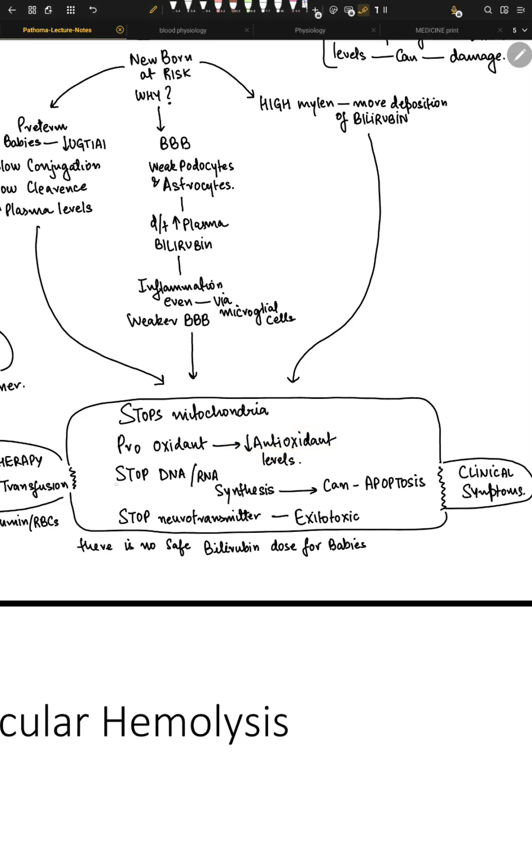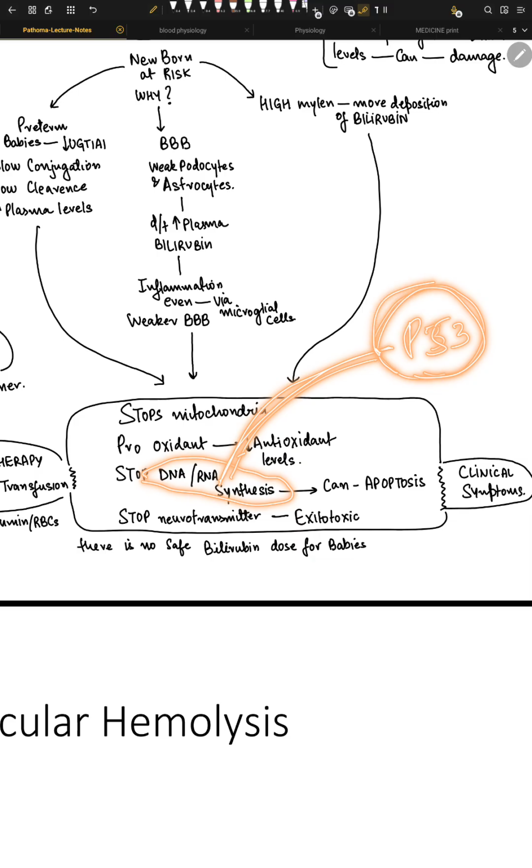Another thing that can happen is that they can stop DNA and RNA synthesis, so the shape of RBCs will change, the size of RBCs will change. So we'll have problems in the synthesis of RBCs and even the synthesis of all cells. So it can be pro-apoptotic, because if we have badly shaped cells, again there is a system called P53, this is a system, right? And now this system is present in your body.